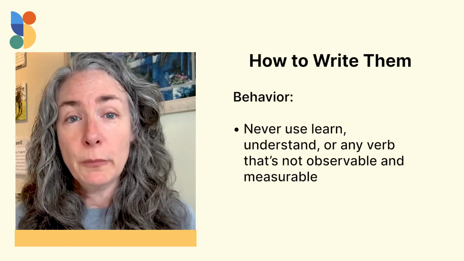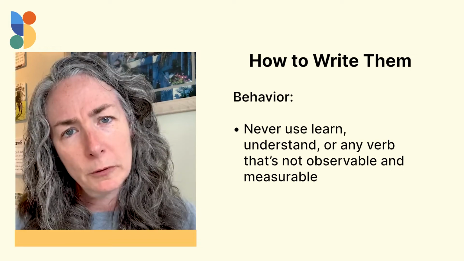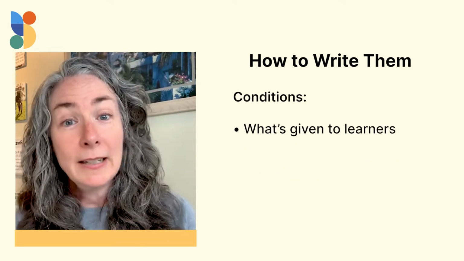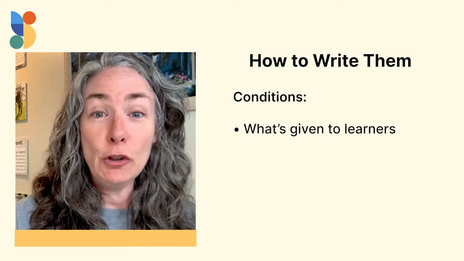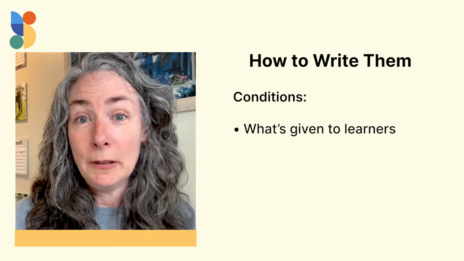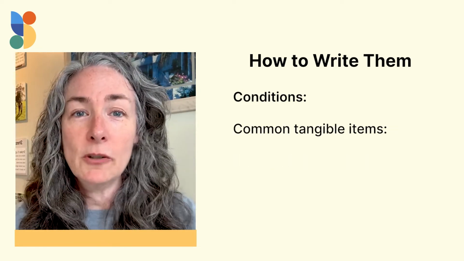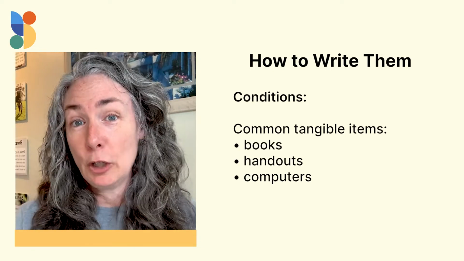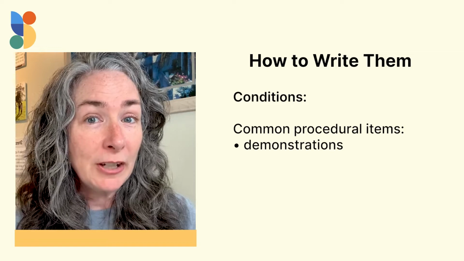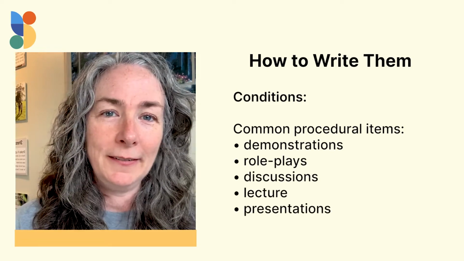You should never use words like learn, understand, or any verb that is not observable and measurable, since there is no way to evaluate these for mastery. The conditions element are what's given to learners to support their mastery of the objective. Here's what an example of this might look like. Given a lecture. Now, common tangible items include books, handouts, and computers. Common procedural items include demonstrations, role plays, discussions, lectures, and presentations.